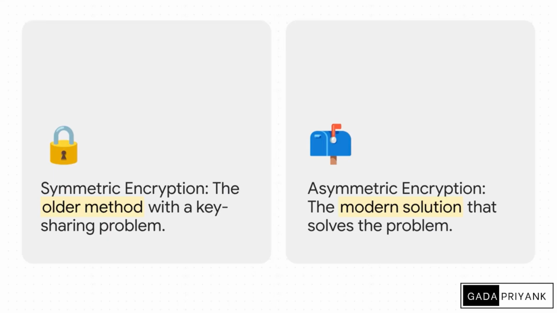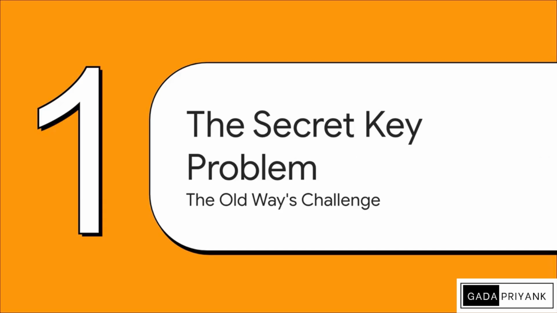Okay, so when it comes to this kind of secret code, there are really two main flavors. You've got the old school way, which is called symmetric encryption, and then you have the really clever modern way, which is asymmetric encryption. And to get why asymmetric is such a game changer, you've got to understand the big problem with the old way first. So, let's dive into that. Section 1, the secret key problem. This is the big headache with the traditional method.